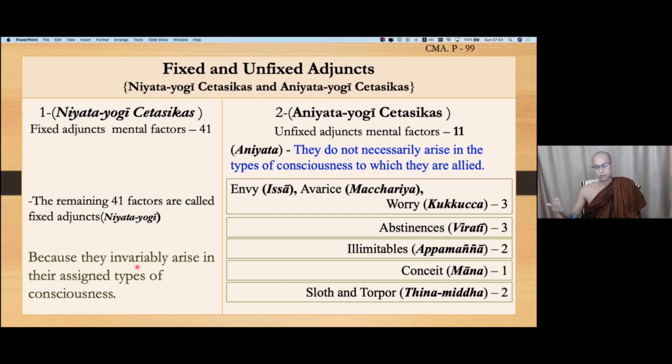So great resultants that arise at the moment you are sleeping. According to the nature, the mental factor of saddha must be present at the moment of resultants, even the resultant consciousness, because they invariably arise in the respective consciousness. So we can note 11 are unfixed and 41 are fixed. This is the classification according to the Abhidhammattha Sangaha.